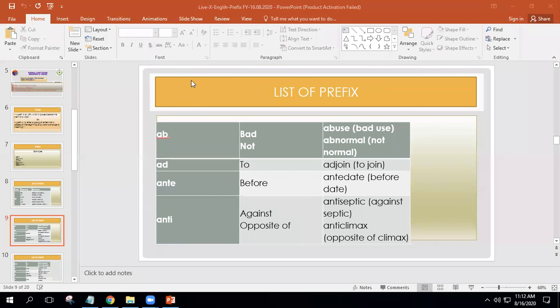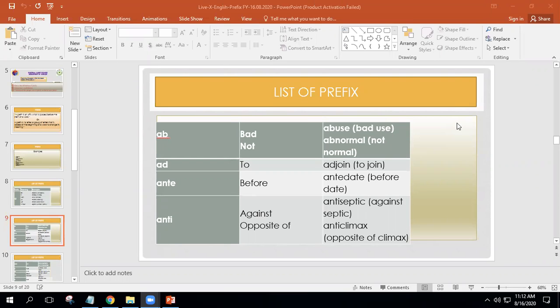Then, ante. Ante means before. And the example can be antedate. That means before date, that is before the scheduled date. Anti is a very common term. Dear cadets, see the difference between ante and anti.